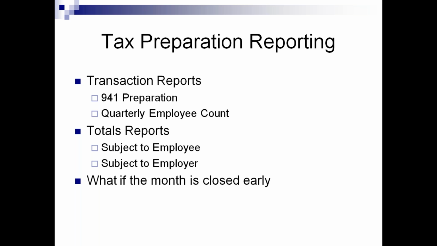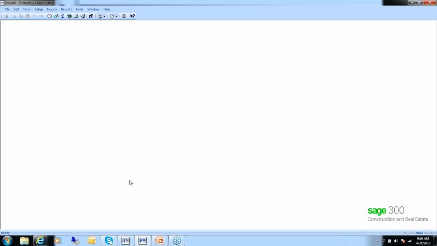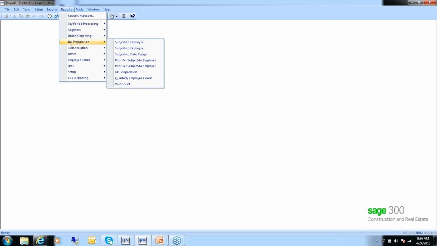Now you've got screenshots and samples of these reports in your handout. So the first one we're going to take a look at is the 941. All of these reports that we're looking at are right here under the drop-down for Reports, Tax Preparation. The 941 preparation report is here.